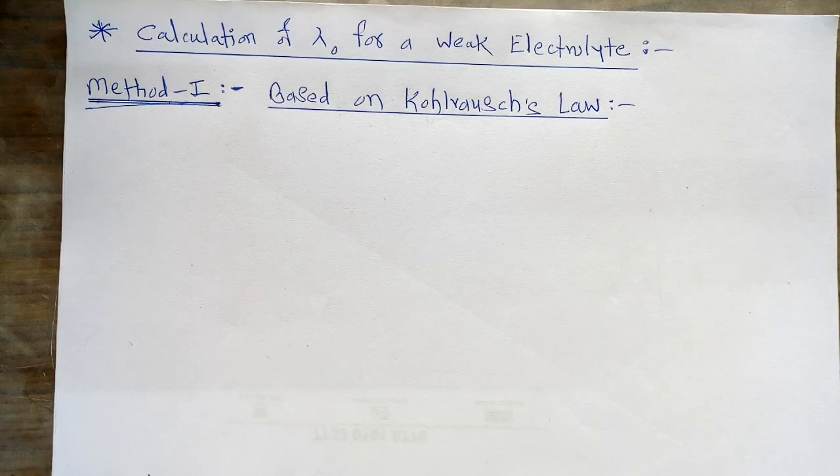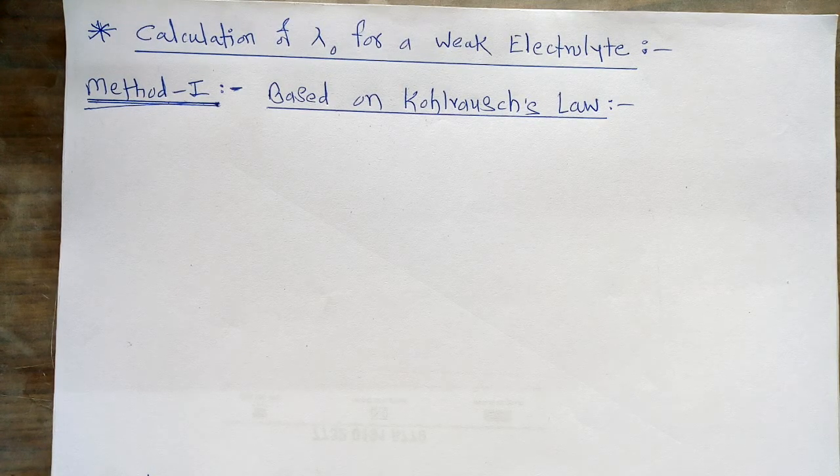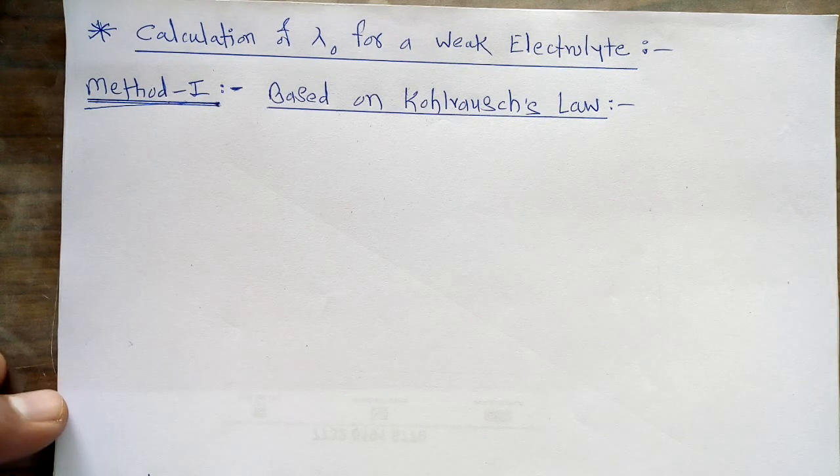In our last lecture, we studied one important law from this chapter. That law is called Kohlrausch's law of independent migration of ions. From this law, we get an idea regarding how to calculate the equivalent conductance at infinite dilution by using the equivalent ionic conductance at infinite dilution for cations and anions.